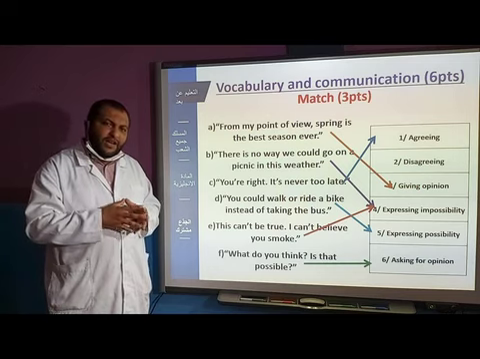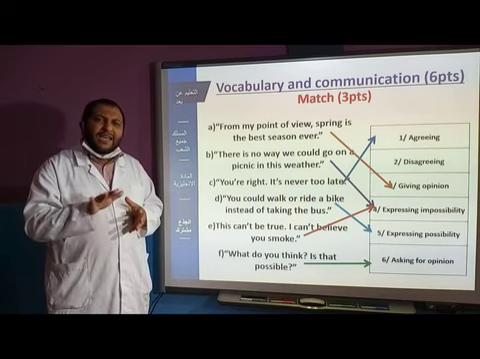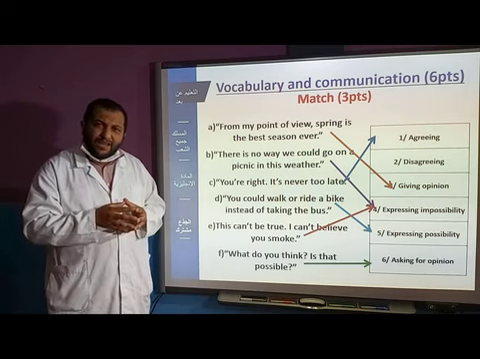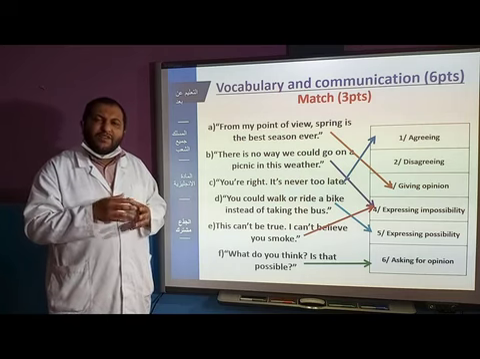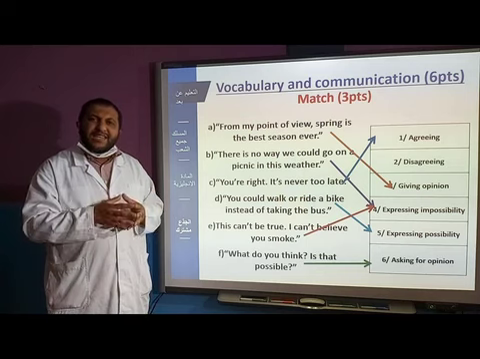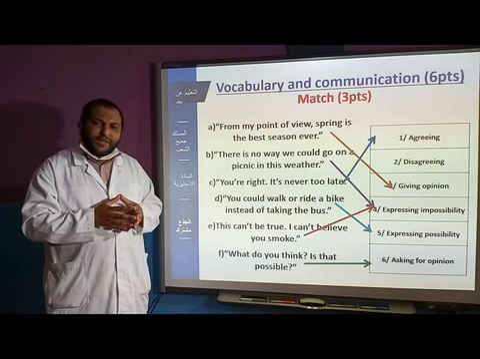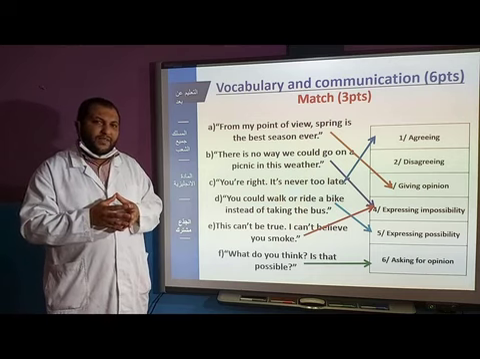I can give you another example. The baby can't be hungry. I have just fed him. I have just given him food. It means that it is impossible for the baby to be hungry.